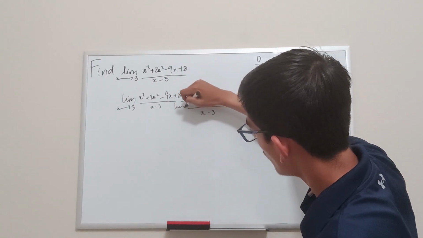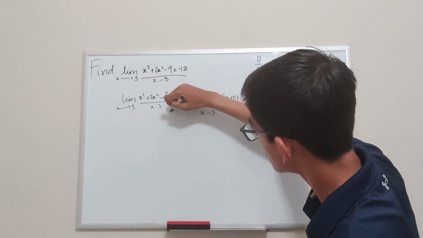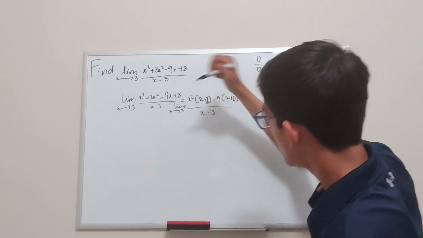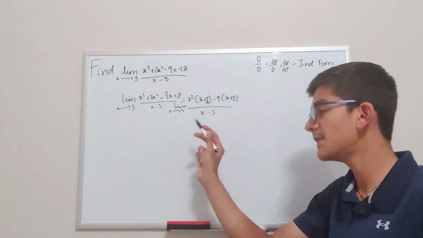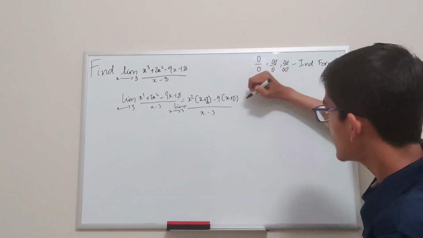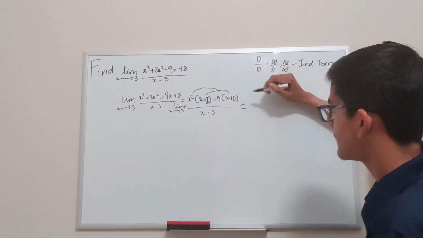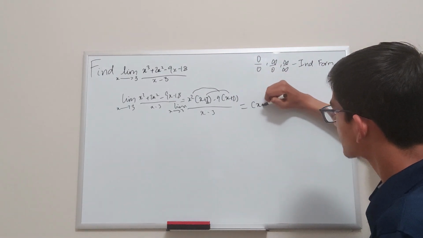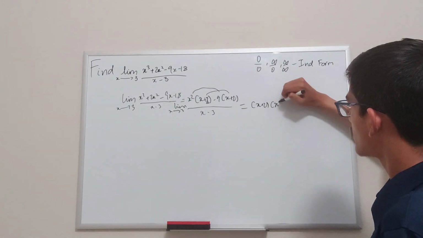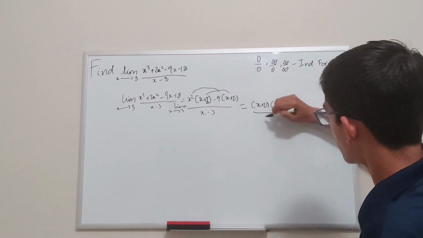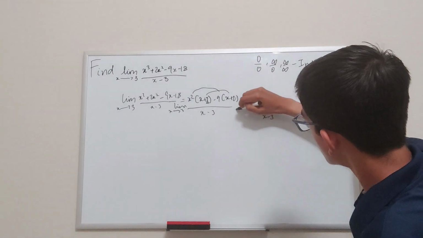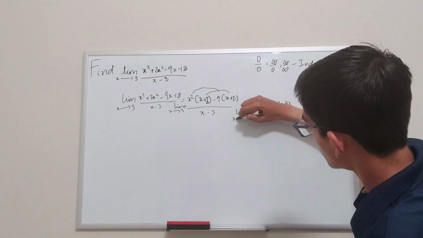And a simple habit which you can lose points for is to forget your limit. So always have your limit there. And then you want to simplify this. You put these two together, and these two obviously have a common factor. So you're just left with x plus 2, x squared minus 9 divided by x minus 3, limit as x approaches 3.